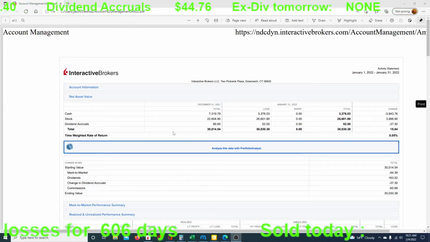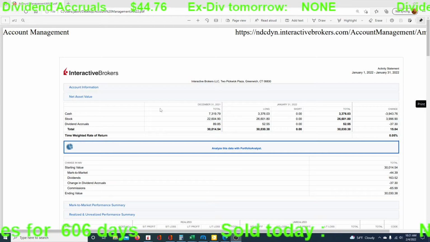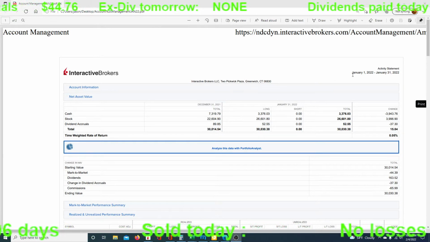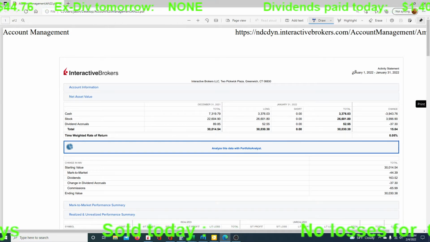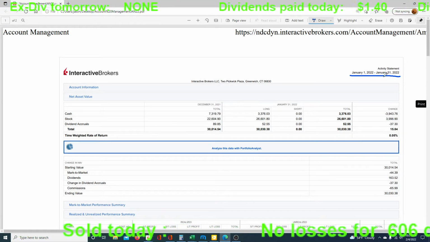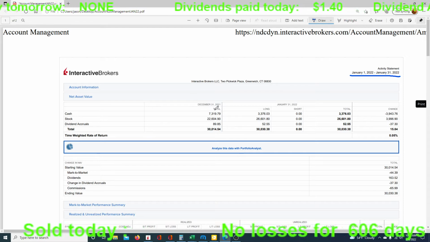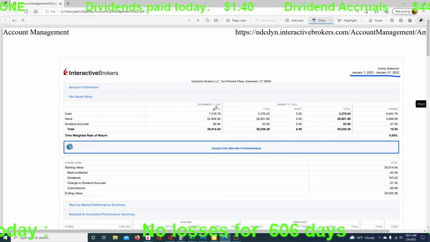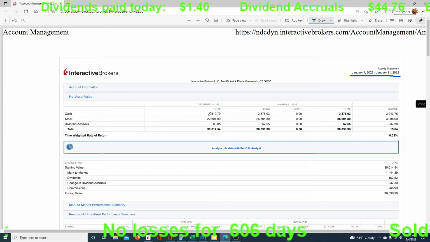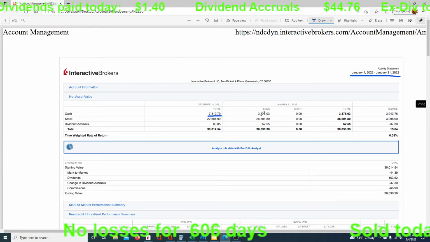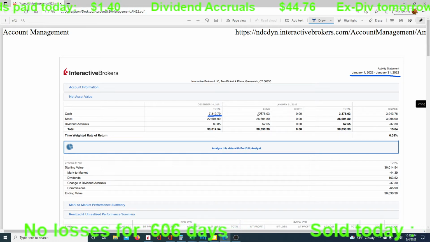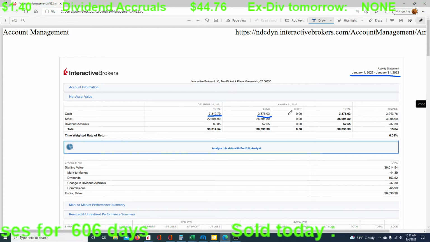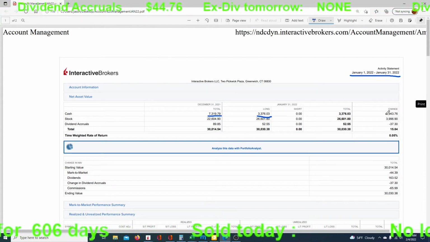All right, so we're back to take a look at the account management for this small cash account. Looks like our dates are from January 1st to January 31st. You'll notice at the start of the month, which is the end of December 31st, 2021, we had cash value, and at the end of January 2022, we had cash value there. That means that we invested in stock.